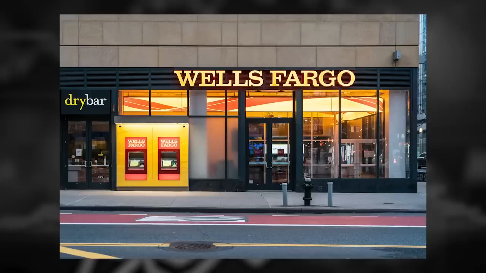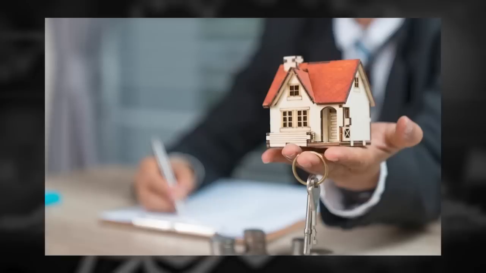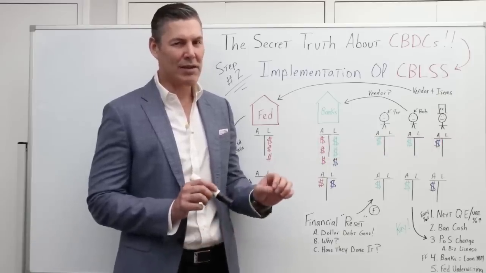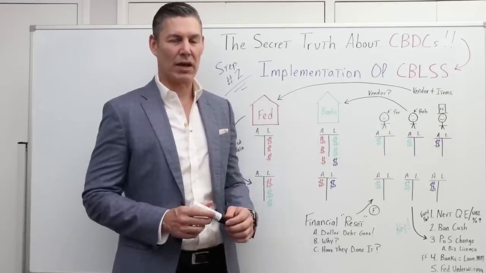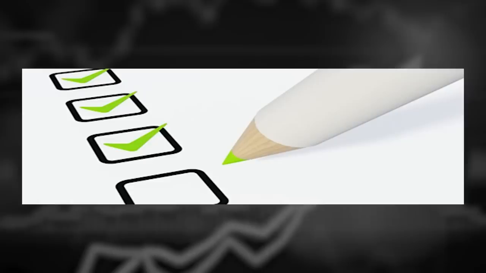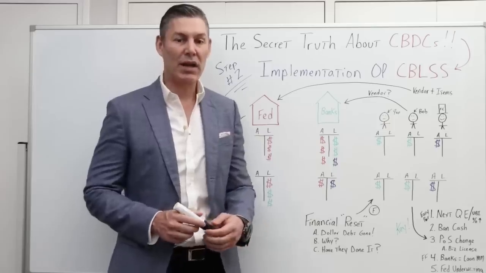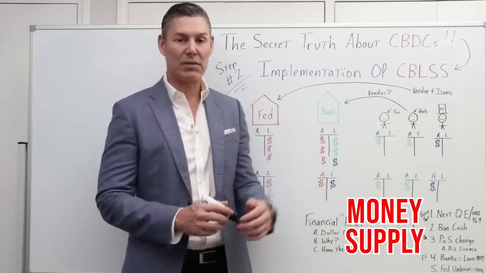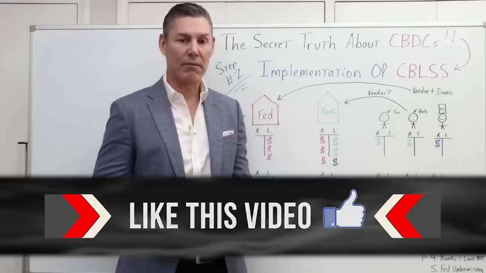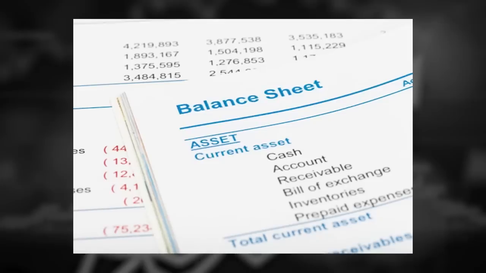So when you go down to Wells Fargo to get a home mortgage, let's say, they send that to their underwriting. But in reality, it's not Wells Fargo's underwriting. It's Fannie and Freddie. They're just checking off all the boxes. Because when they give you the loan, they increase the money supply. Before the ink's dry, they sell that loan to Fannie and Freddie. And that goes onto their balance sheet.